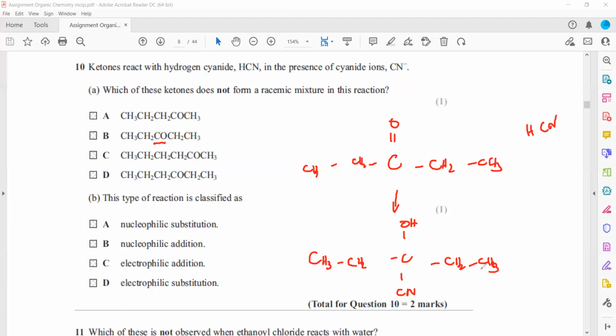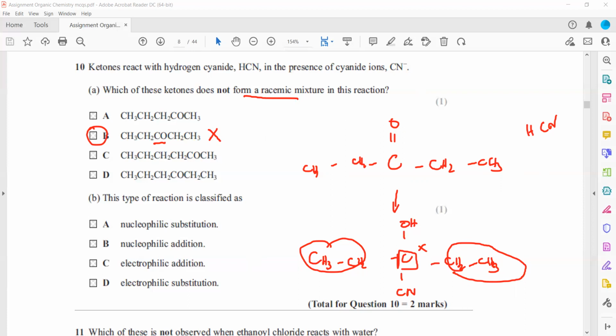So this cannot be a chiral carbon. Why can this not be a chiral carbon? Because two identical groups are attached here, CH2, CH3 and CH2, CH3. If it's not a chiral carbon, it won't have an optical isomer, and as a result it will not form a racemic mixture, because a racemic mixture means a mixture which contains equal proportions of the two optical isomers. Since it does not form optical isomers, it will not have a racemic mixture. That's why B is the right answer.